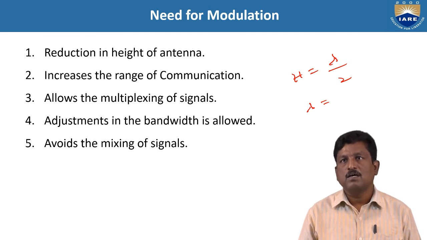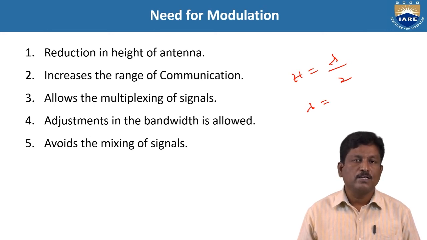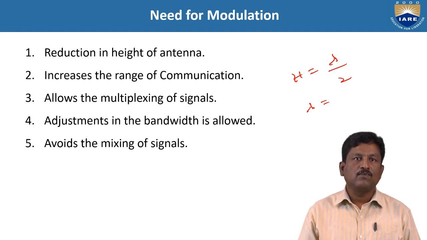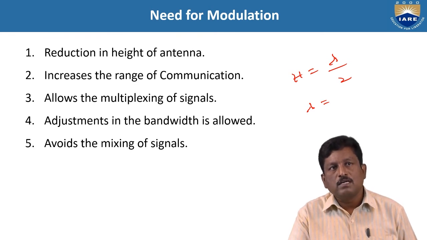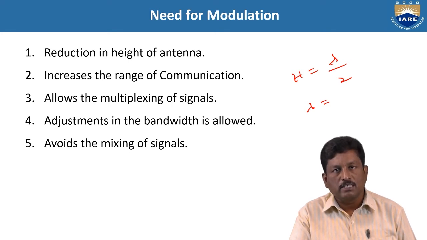So with the modulation, we are converting the low frequency modulating signal into high frequency. With the increase in frequency, automatically there is a reduction in the height of the antenna. Next, coming to the second point, it increases the range of communication. The signal transmitted is high frequency, so it covers more area. If you take FM, it is limited to only a 50 kilometer range, whereas the high frequency modulated signal can cover a larger communication range.